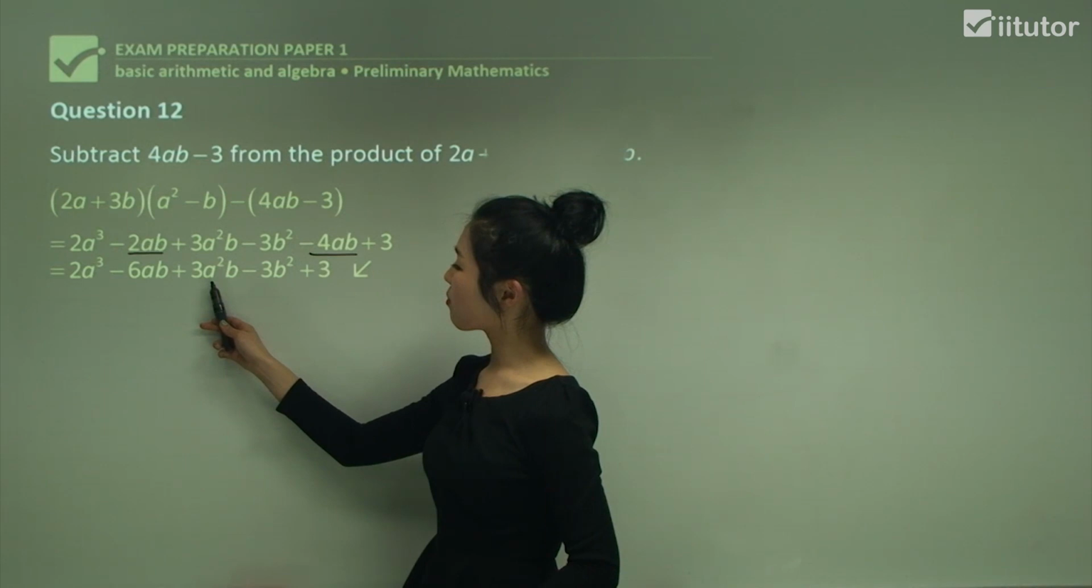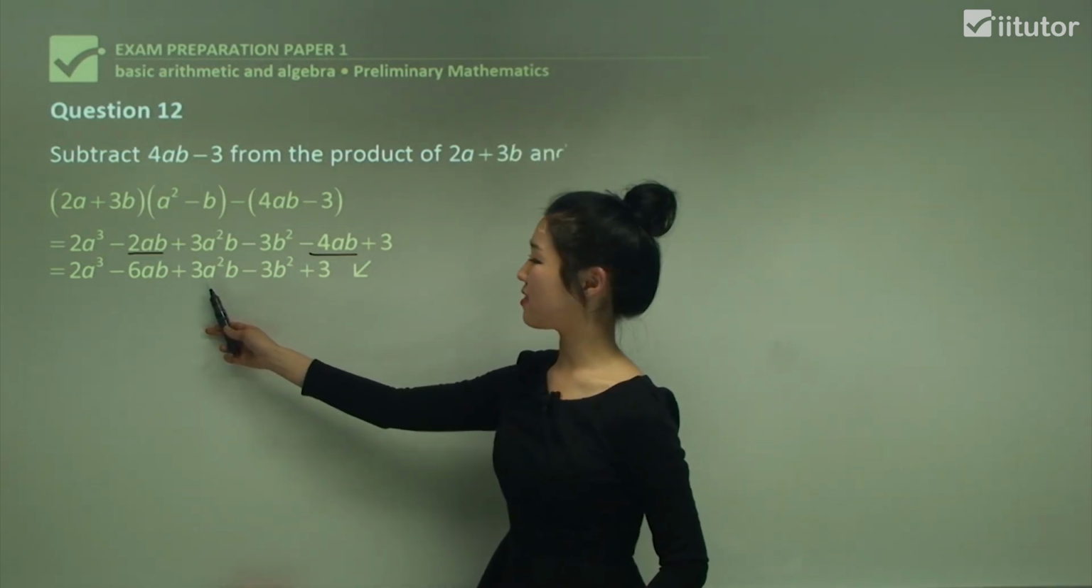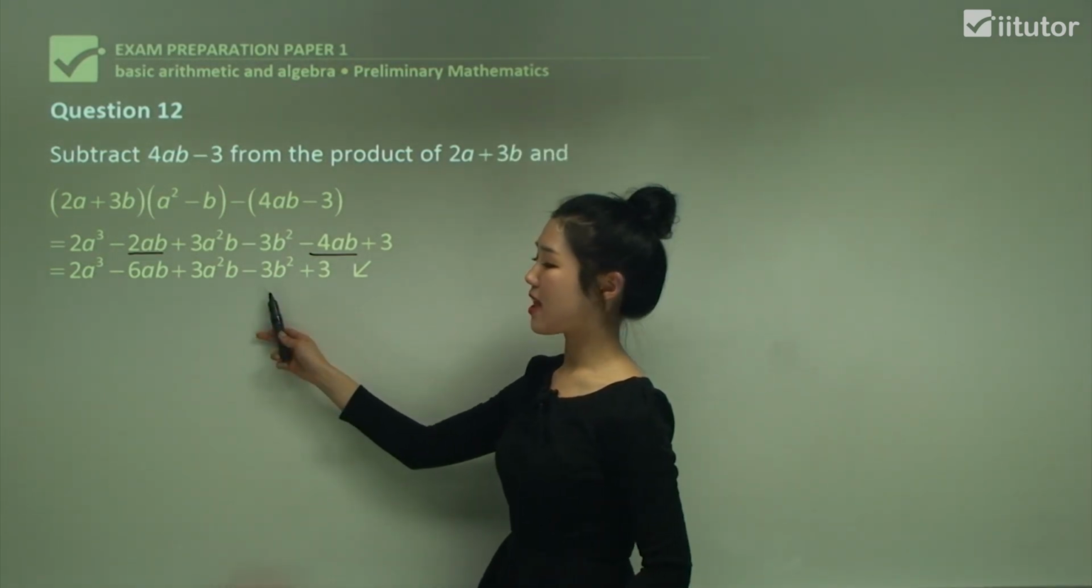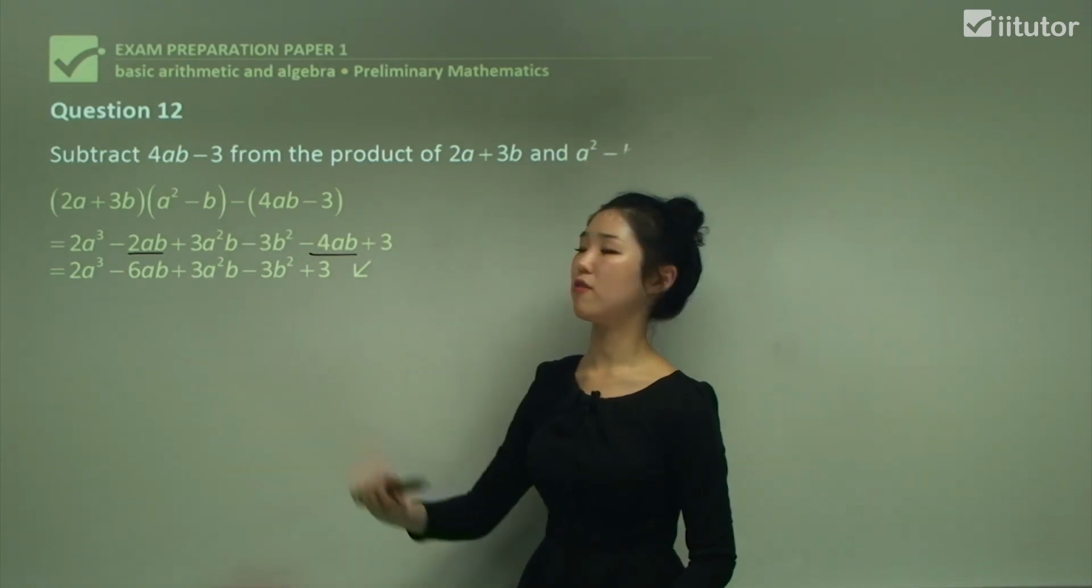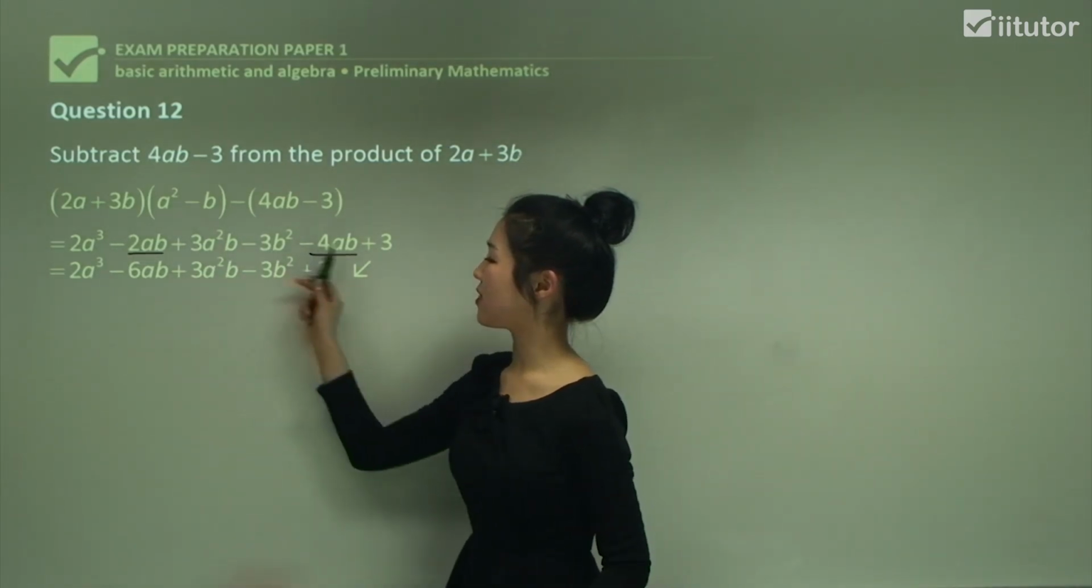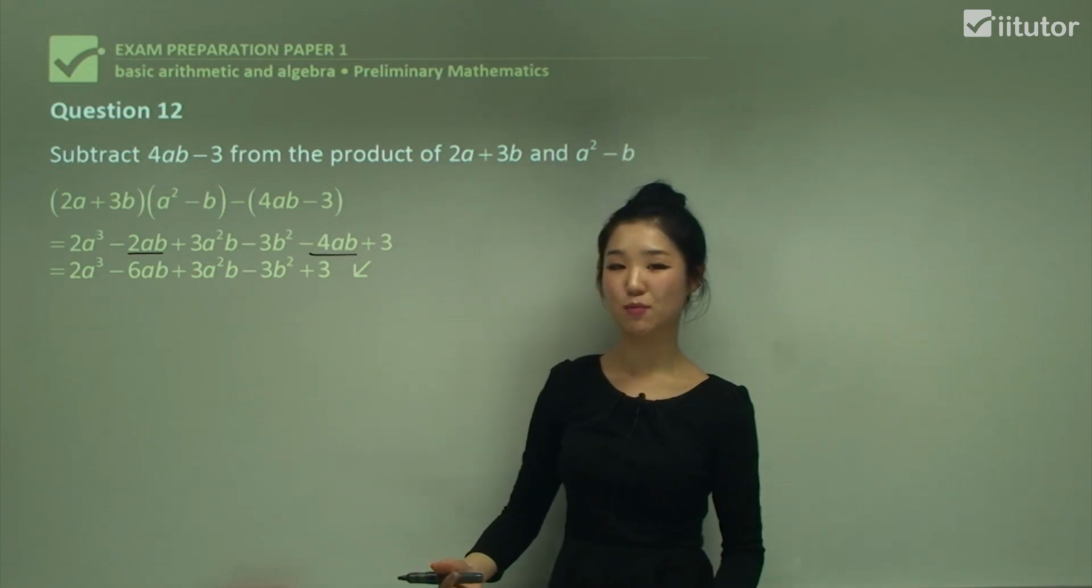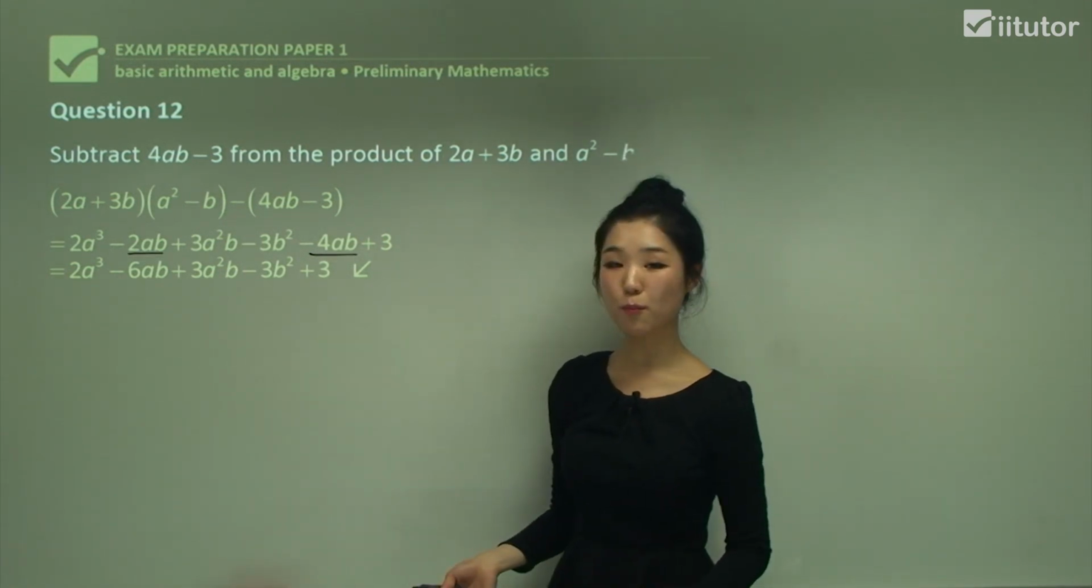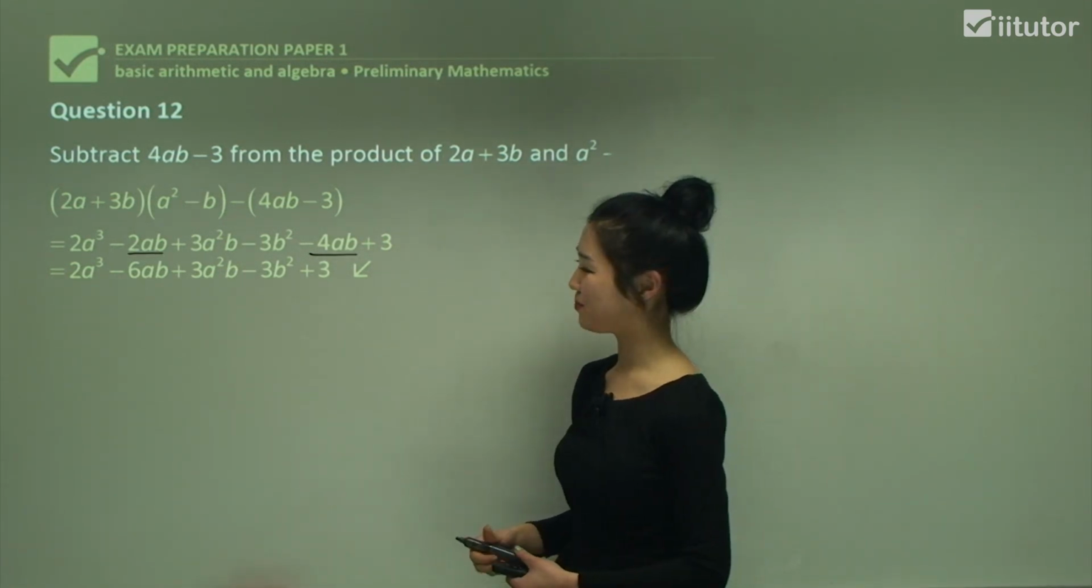And then the positive 3a squared b stays there. There's nothing else common with that. Same with the negative 3b squared, and same with the positive 3. So eventually these are the only things I've gathered together because they're like terms. So that's the answer. It's quite long, but that's all I can simplify down to.